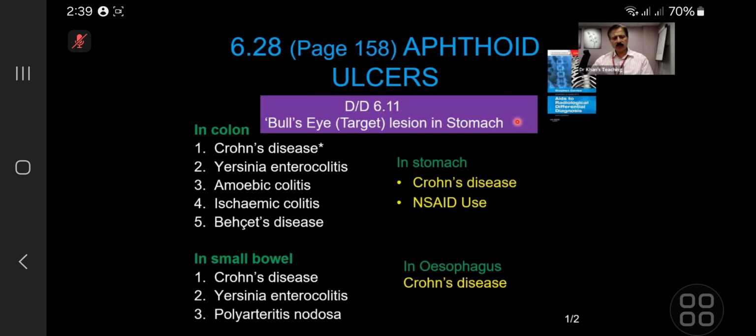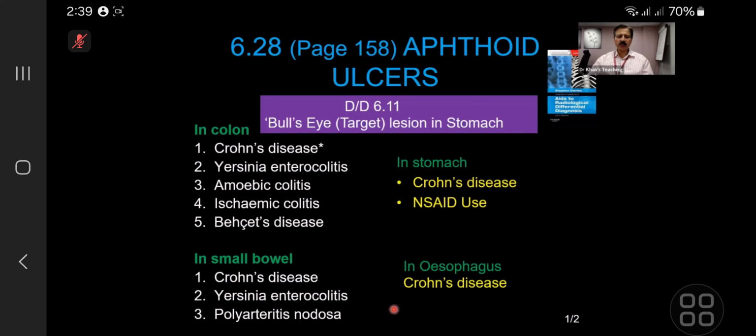Now, aphthoid ulcer as a differential diagnosis, I believe, has been taken out from the present Chapman because this is usually seen on barium examinations and it is not seen on other examinations like CT. So you might not see it. But having said that, for me, it's still an important differential diagnosis for your exam. So this is from your old Chapman, and I want to warn you. In the Chapman, it is not mentioned that it can be seen in the stomach. It is not mentioned that it can be seen in the esophagus. So I want you to remember it.